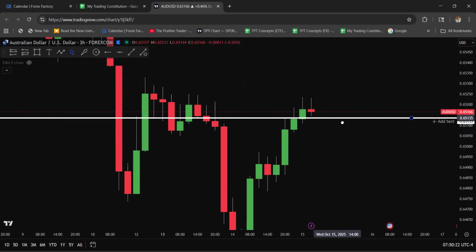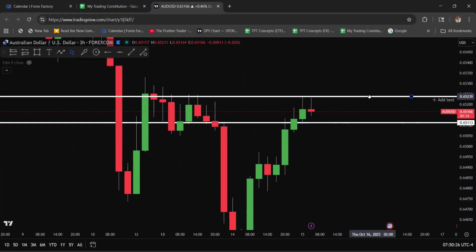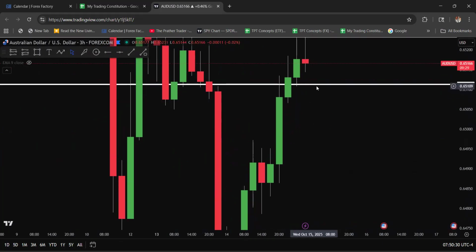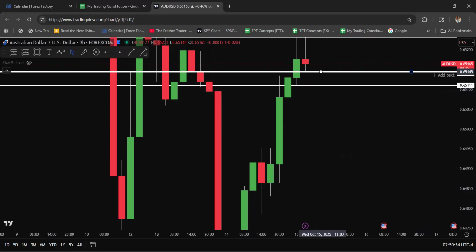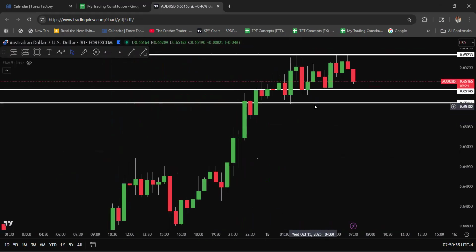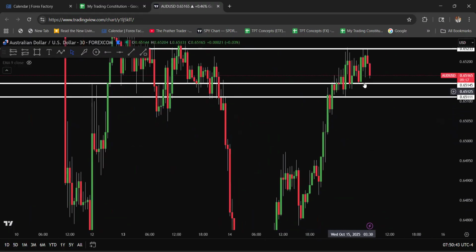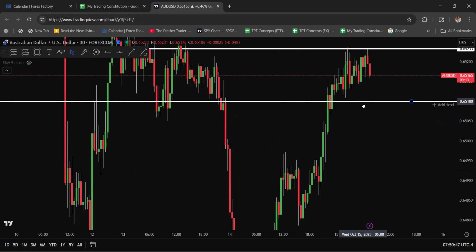Okay, we got nice clean candles coming down, just marking up the previous high and low of the previous candle, and then I'm going to mark up the low of the current candle. Let's see how these ranges look on a 30 minute. So pretty much chop. That's pretty much what we have here on AU.